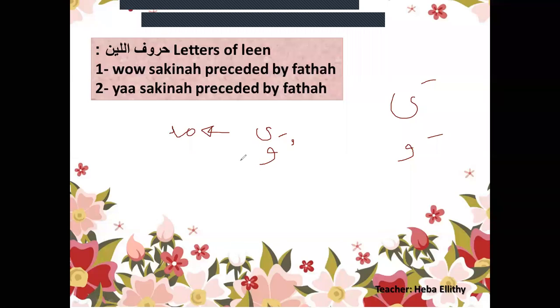I said if ya is preceded by kasra, we call it mad. If waw is preceded by dhamma, we call it mad, mom and her daughter. But if this ya or this waw is preceded by fatha, not the same family, what will I call it in this case? I will call it lin, not mad. The letters of lin are waw sakina preceded by fatha or ya sakina preceded by fatha.